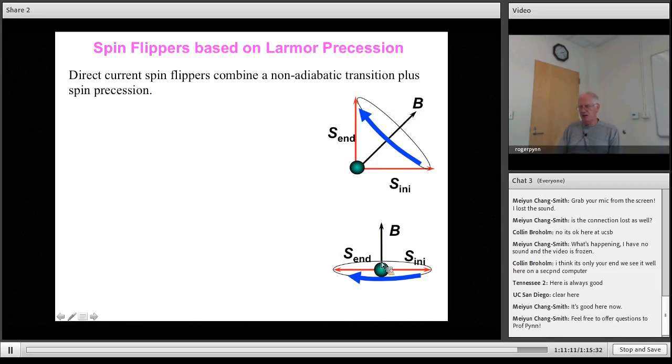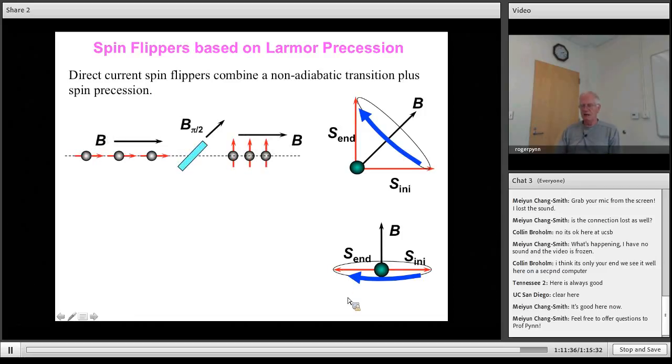If you suddenly apply a field perpendicular to this initial spin, then what will happen is that the polarization will precess around the magnetization, and if you can remove the field at the time when the polarization gets to this point here, you will have flipped the spin. So let's just concentrate on the pi flipper.